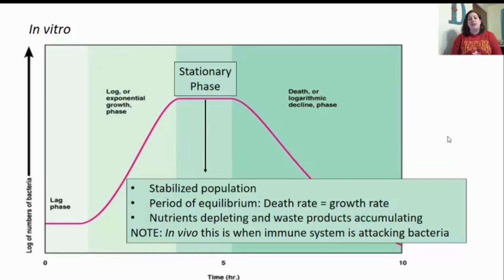We then have the stationary phase. This is a stabilized phase, and you can see that it is a plateaued group. This is a period of equilibrium, so the death rate of these bacteria dying is equal to the growth rate. So you don't see any extra growth. It's equal here. Nutrients are starting to deplete, and waste products are starting to accumulate, and because of this, it's causing a more stationary phase. In vivo, this is when the immune system is attacking the bacteria and hopefully getting an advantage over it.